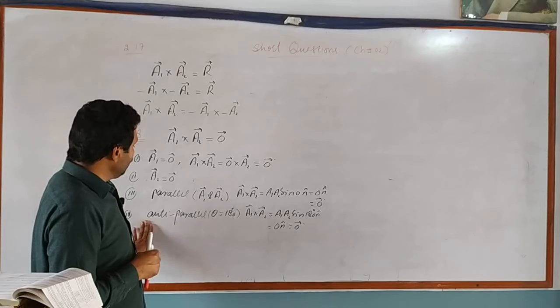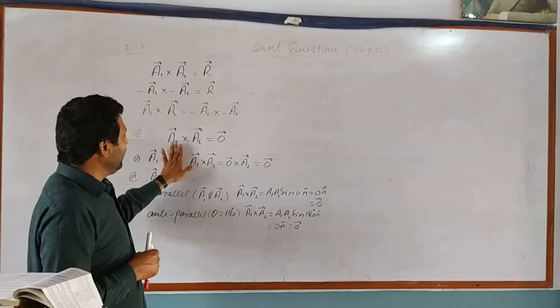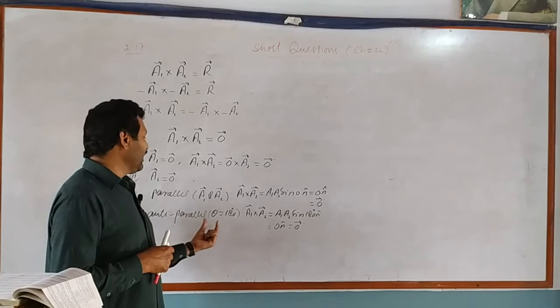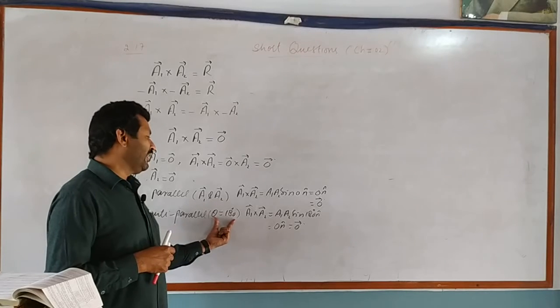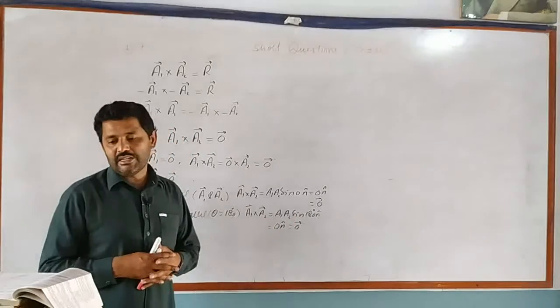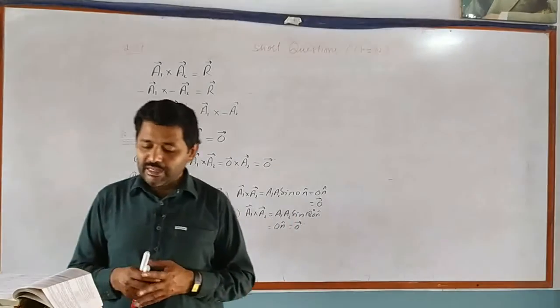Similarly, the fourth condition is, when these two vectors a1 and a2 are anti-parallel, the angle between them will be equal to 180, as sin 180 is also a 0 quantity. So, the resultant will also be a null vector.